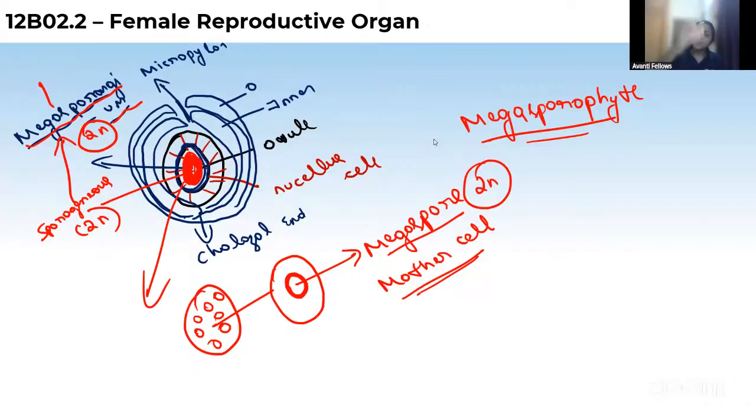The chalazal end is present opposite to the micropylar end. Wherever the micropylar end is, opposite to that we call the chalazal end. Here you can see, opposite to the micropylar end is the chalazal end. The micropylar end is where the integument is not present, right? Why is it not there? Because the pollen tube has to be formed. The pollen tube actually enters from the micropylar end only. That's why the integuments are not there. Opposite to the micropylar end is the chalazal end.